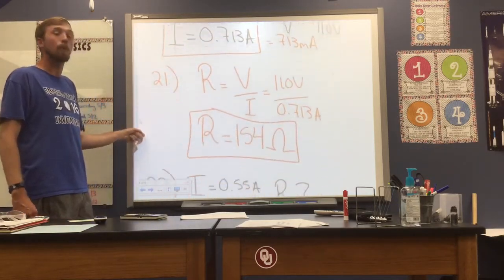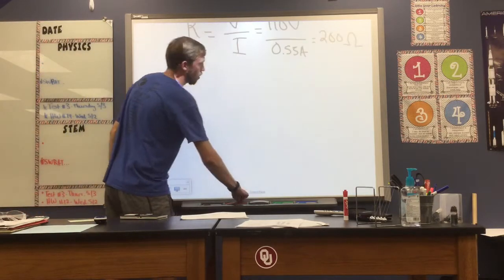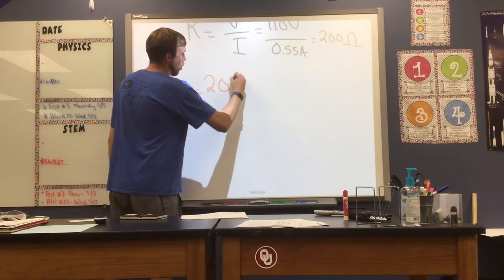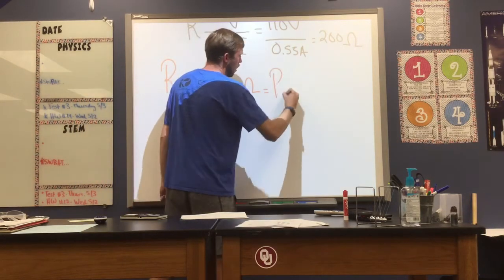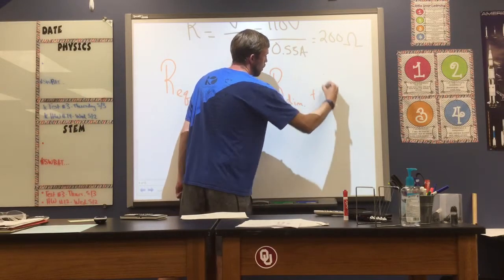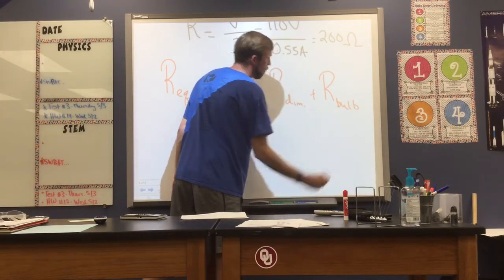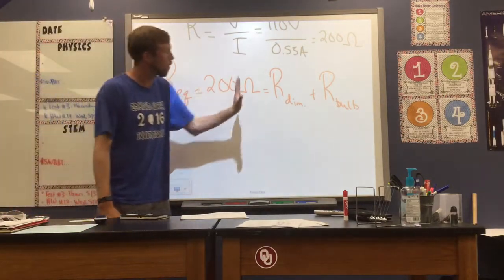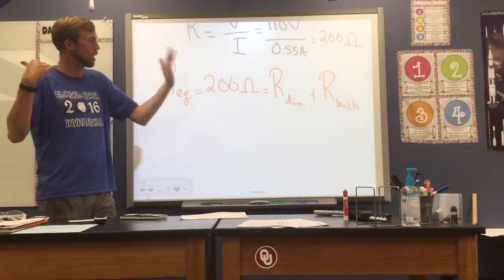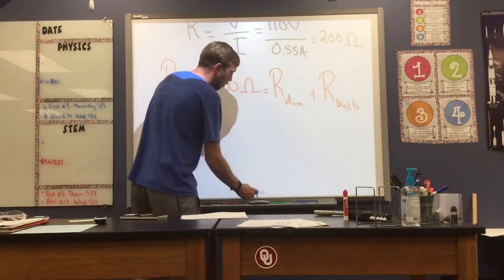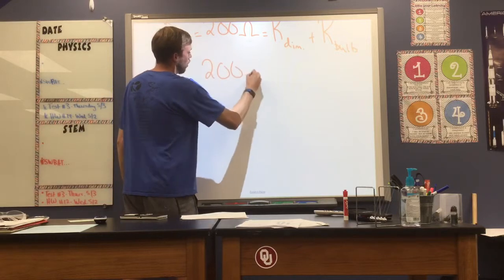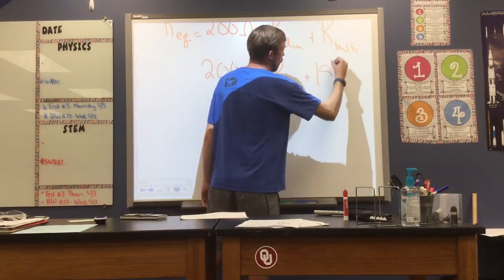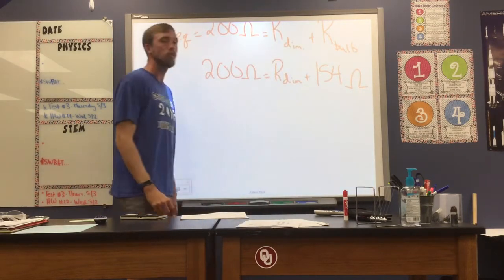So we know that our total, or what we would call our equivalent resistance, is 200. So we can say our equivalent resistance is equal to 200 ohms, which is equal to the resistance of the dimmer plus the resistance of the bulb. Okay? Remember, we're looking for the resistance of the dimmer. Not the total, not the bulb, just the dimmer. So we'll plug in what we know. 200 ohms is what we have total, is equal to the resistance of the dimmer, what we don't know, plus the resistance we found of the bulb in the previous question, 154 ohms.